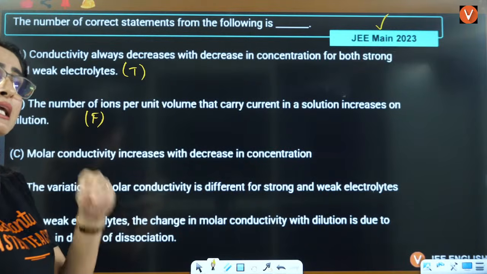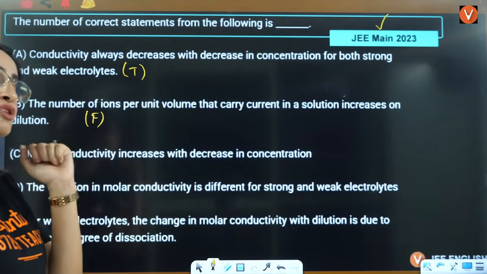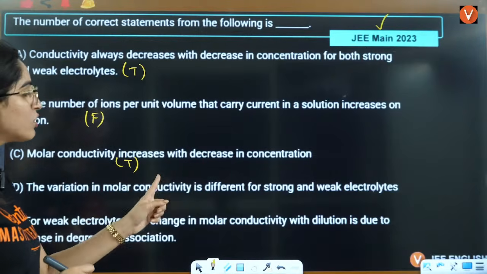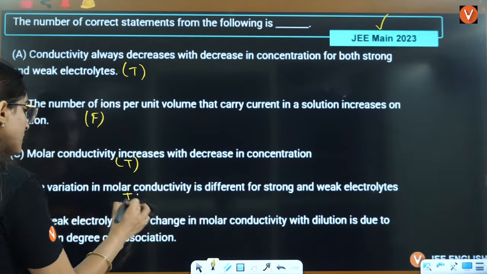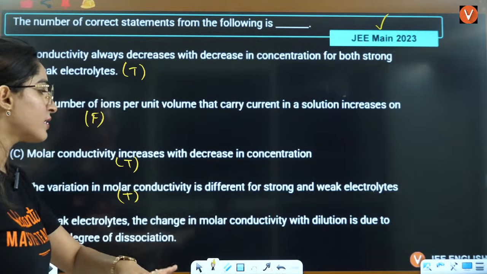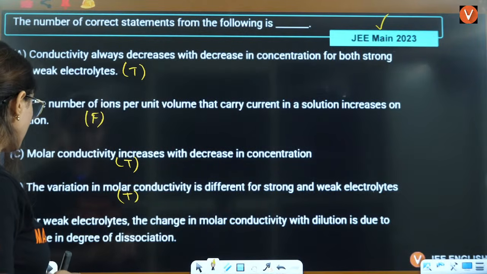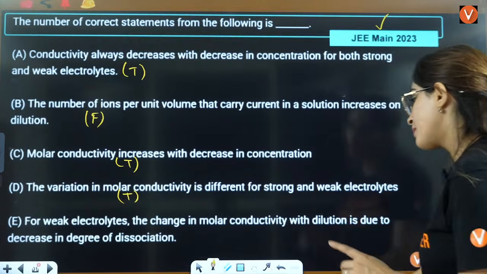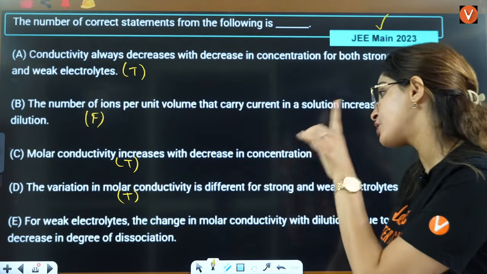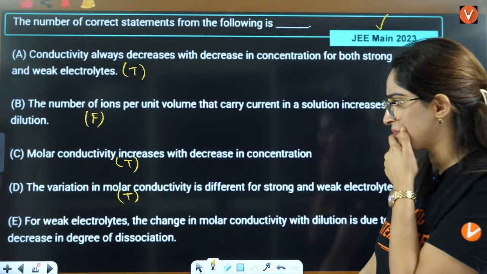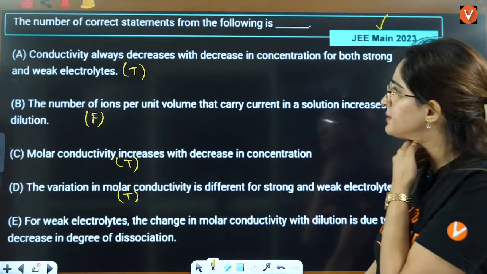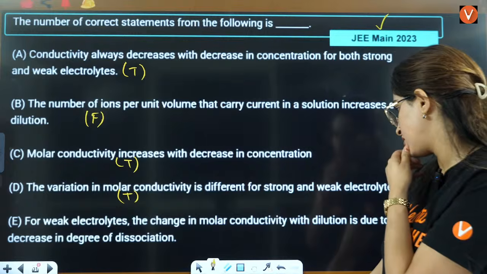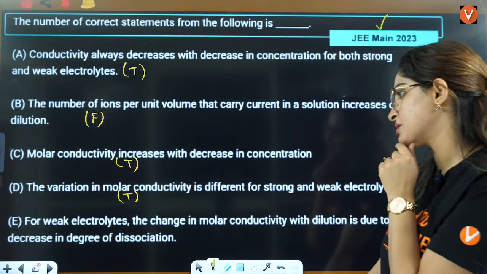Molar conductivity increases with decrease in concentration. When you decrease the concentration, you increase the dilution, so molar conductivity is going to increase. That is true. The variation of molar conductivity is different for strong and weak electrolytes. Yes, we have seen it. For a weak electrolyte, the change in molar conductivity with dilution is due to decrease in degree of dissociation.